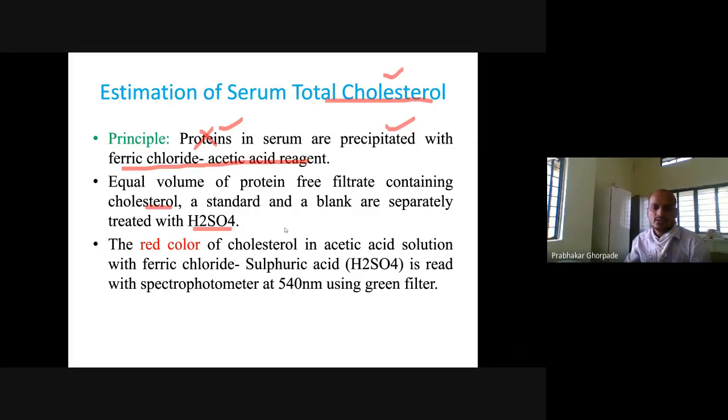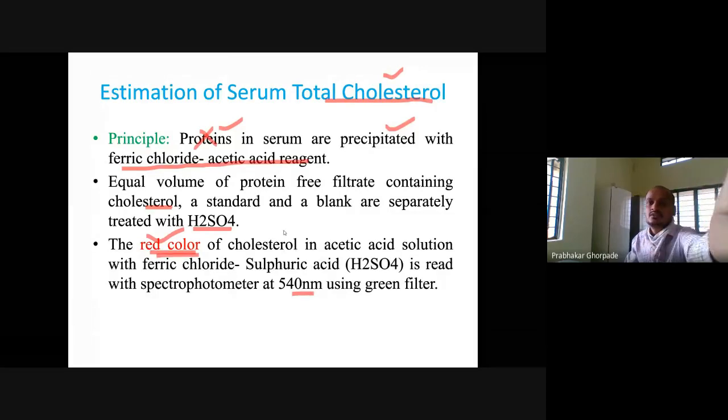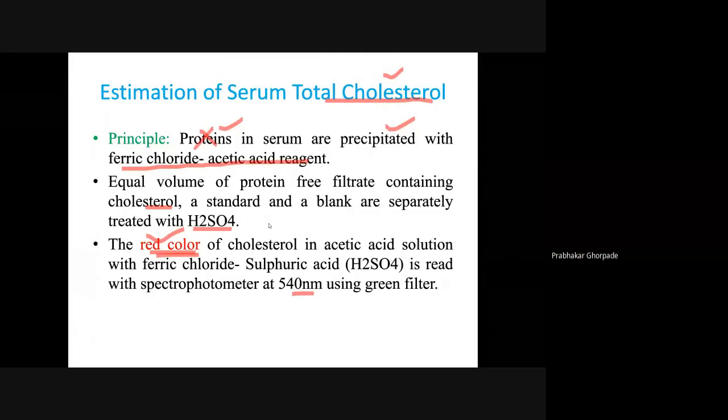Then the red color of cholesterol in the acidic solution with the ferric chloride and sulfuric acid is read spectrophotometrically at 540 nanometer using a green filter. So here we want a red color formation. This red color intensity we want to estimate, because the cholesterol in the acetic acid solution reacts with the ferric chloride and sulfuric acid to give this red color.